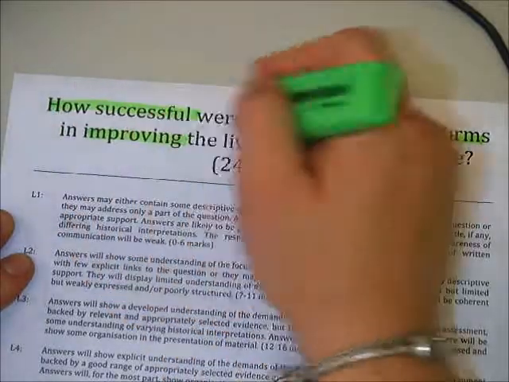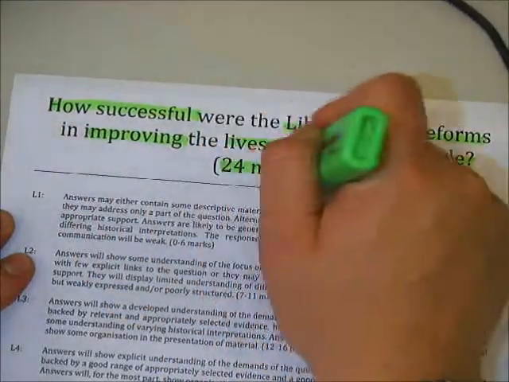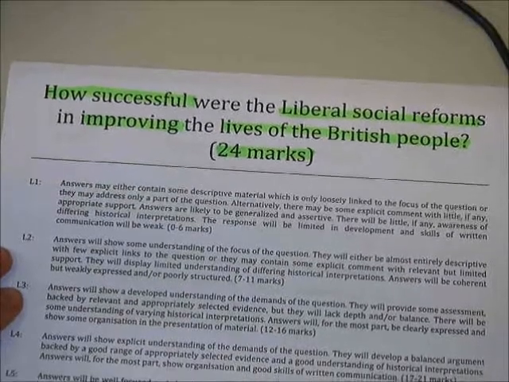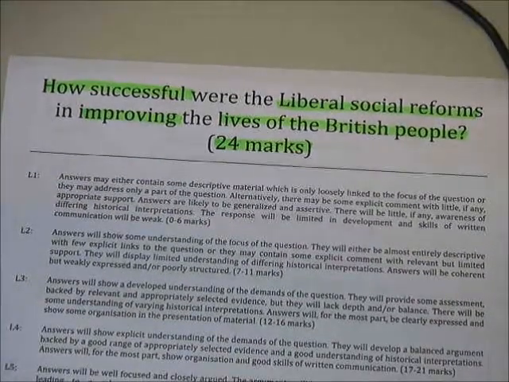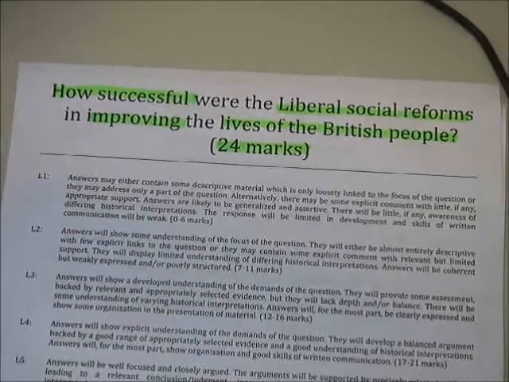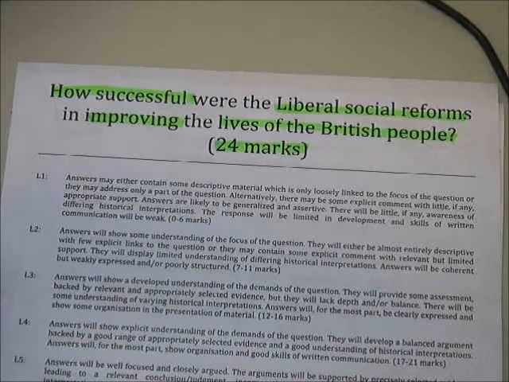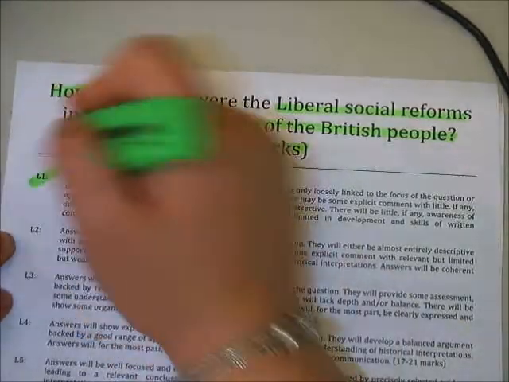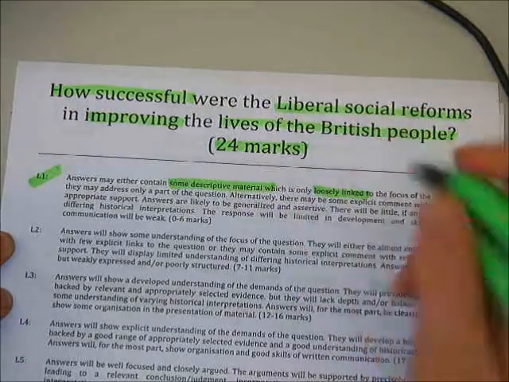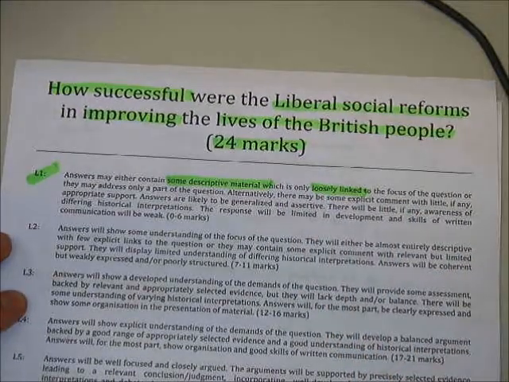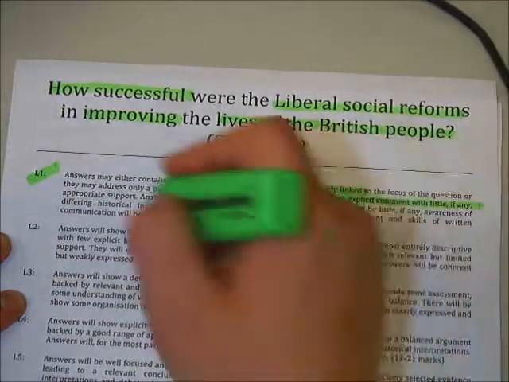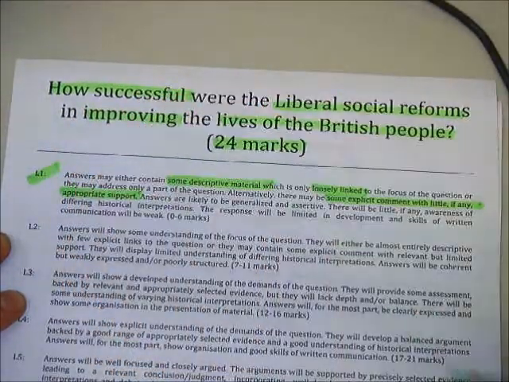How successful were the Liberal social reforms in improving the lives of British people? 24 marks. Before we actually get into planning an answer to this question, I want us to think about the mark scheme. So again, you've got the level descriptors. You'll notice there's level 5 on a 24 marker, and again there's a place at the bottom for your teacher to write their comments.